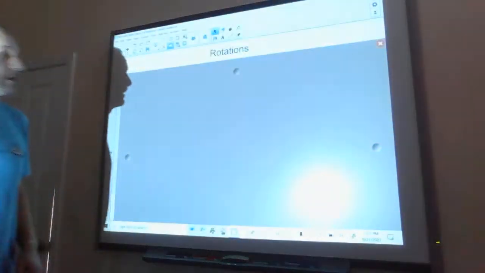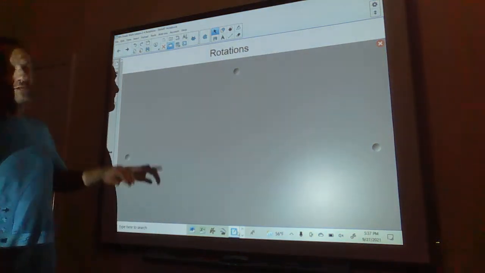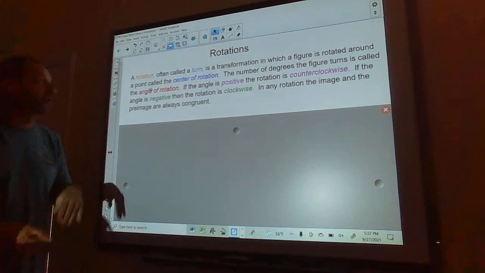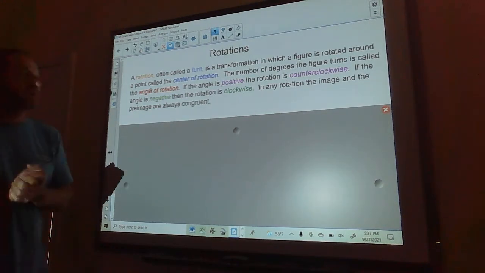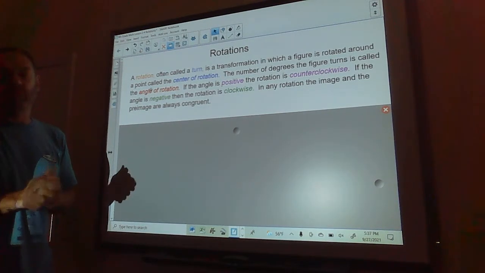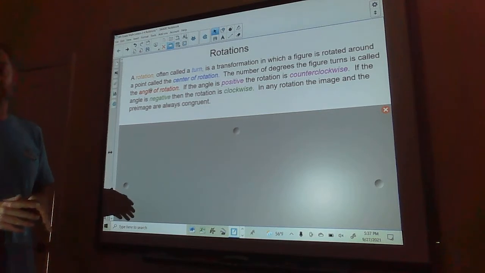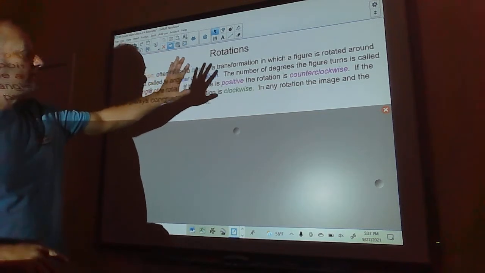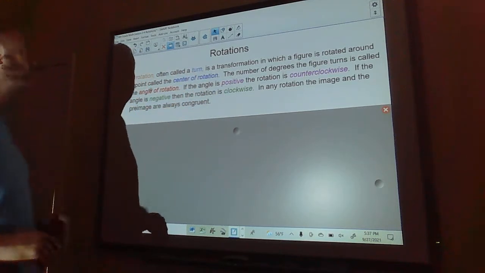Hey everybody, today we are going to talk about rotations. A rotation is often called a turn, and it's a transformation in which a figure is rotated around a point called the center of rotation. So a rotation goes something like this. It just rotates around this way.